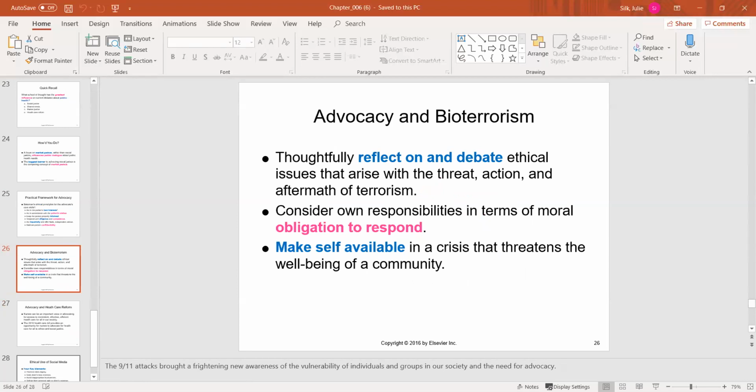And then this gets into a little bit about advocacy and bioterrorism. It's kind of sad that in this day and age we have to worry about bioterrorism, but it didn't used to be a thing, and now we have to think about that. They said, after the 9/11 attacks brought a frightening new awareness of the vulnerability of individuals and groups in our society, and the need for advocacy. So they're saying, thoughtfully reflect on and debate ethical issues that arise with the threat, action, and aftermath of terrorism. Consider your own responsibilities in terms of moral obligation to respond, and make yourself available in a crisis that threatens the well-being of a community. So if you want to be an advocate and fight things like bioterrorism, then you would be part of that response team. If there's something that happens in a community, you would be one of those first people who would go up and volunteer to help.